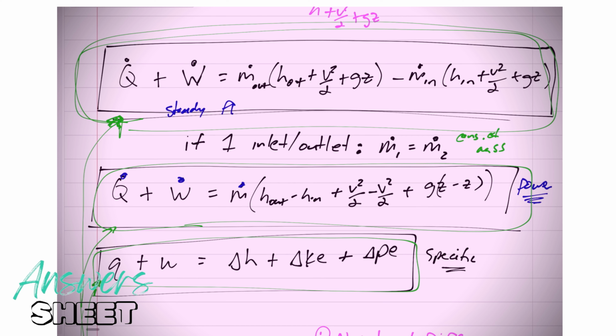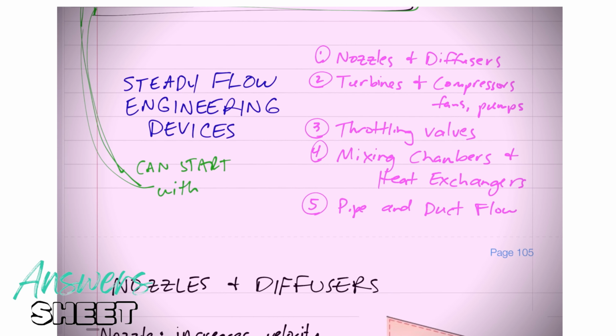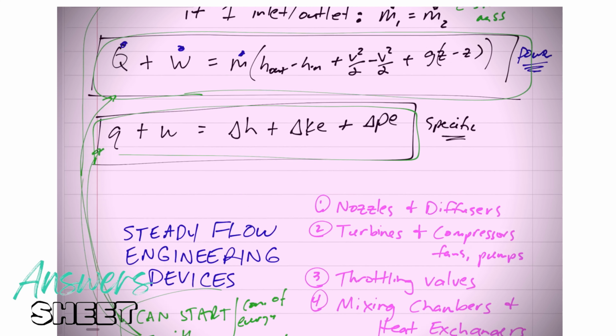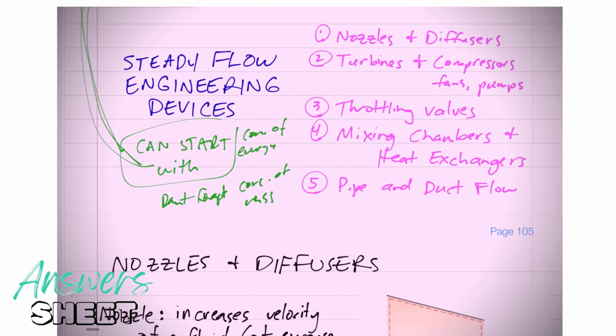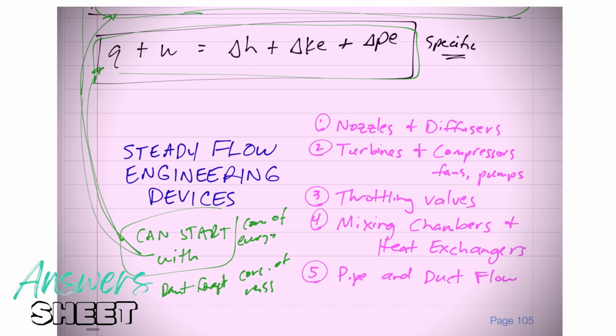So maybe we take that equation, we solve for some unknown. And don't forget conservation of mass. If there's not one inlet and outlet, then we might need to really think about this m dot in and m dot out. If we've got two inlets and one outlet, the two inlets have to equal the one outlet, right?